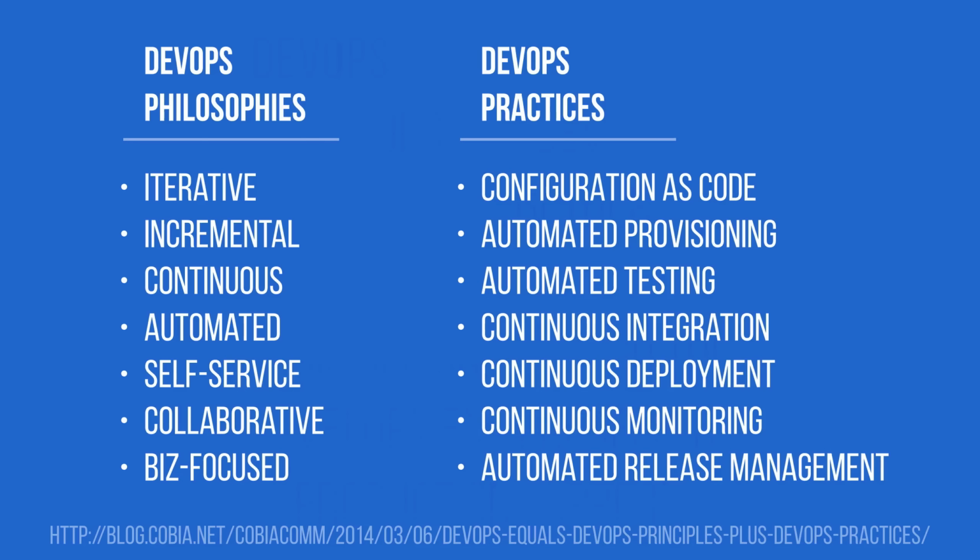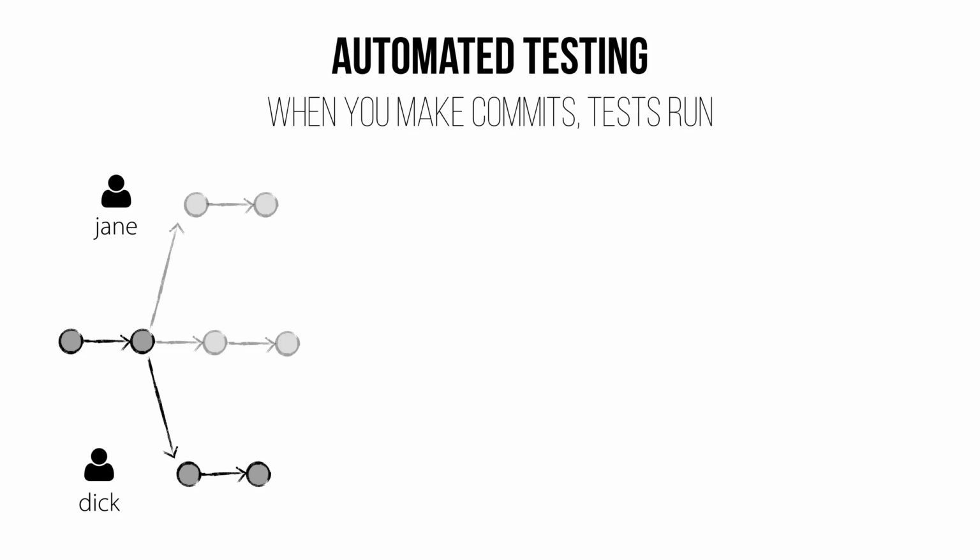Another practice is automated provisioning, so the ability for dev to create and destroy resources as they need them. Automated testing, and that means that tests run automatically. And then a variety of these that we're going to describe in the following slides, including continuous integration, continuous deployment, continuous monitoring, and automated release management. So here's a few of these.